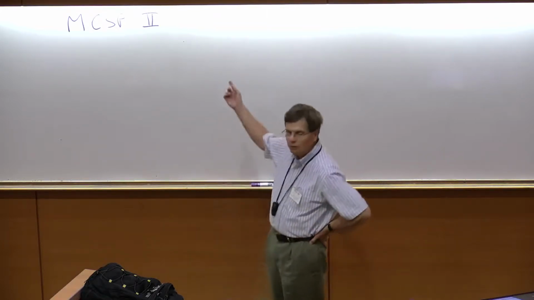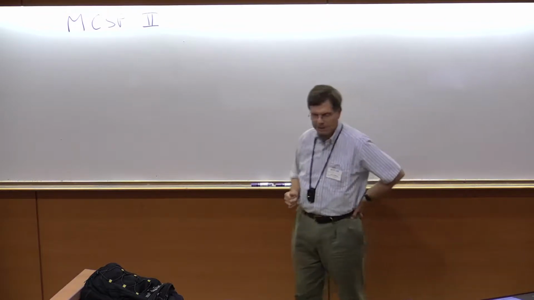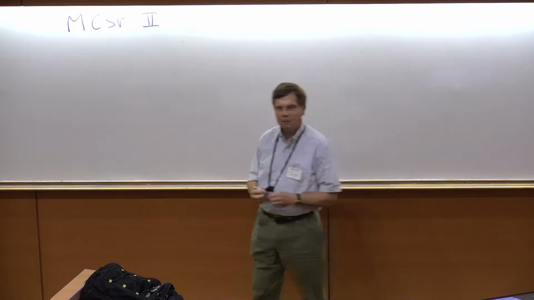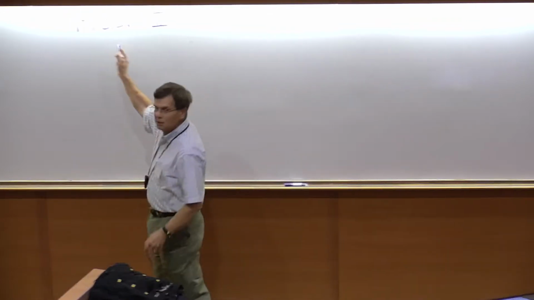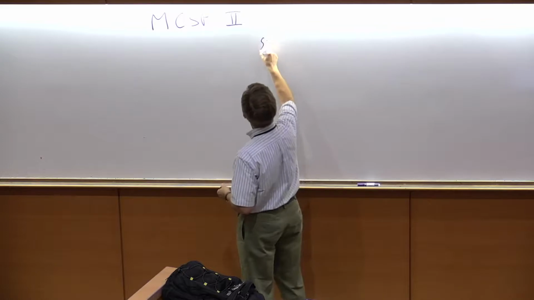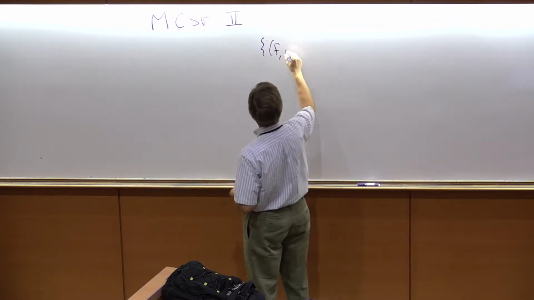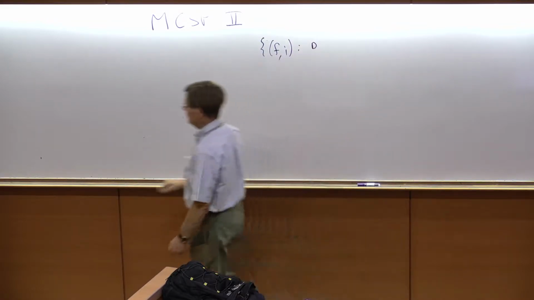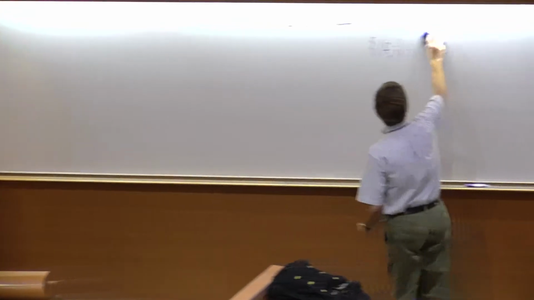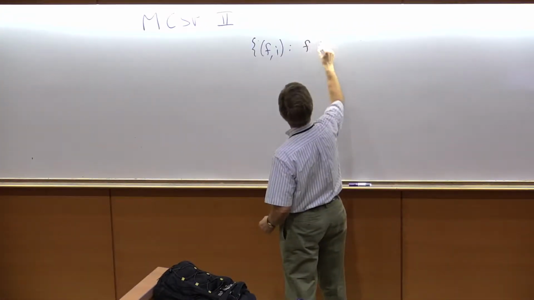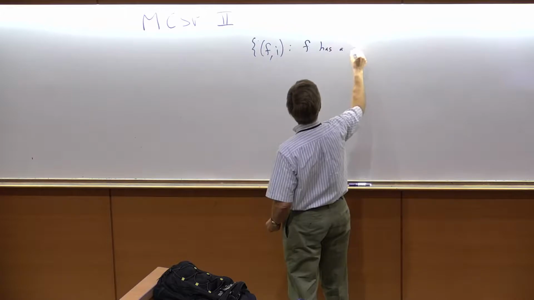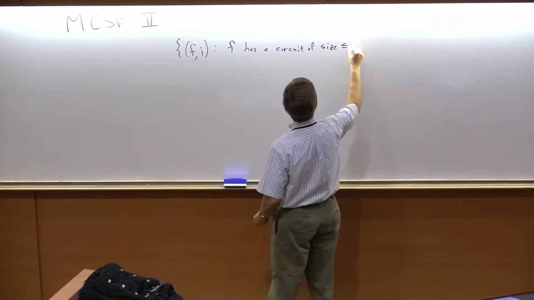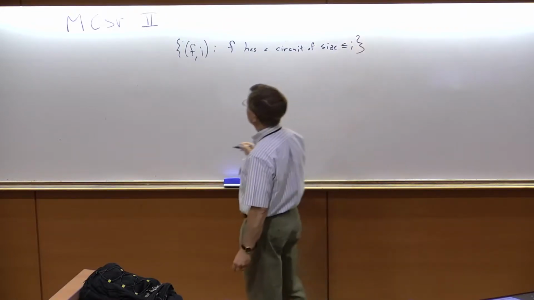Okay, so this is the sequel to the last talk on MCSP. And let me just remind you, because not everybody was actually here, minimum circuit size: your input is a pair F and a number I, and you want to know does F have a circuit of size less than or equal to I.